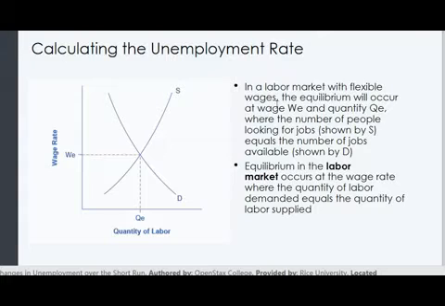So, in the labor market with flexible wages, the equilibrium will occur at wage rate and quantity rate, where the number of people looking for jobs, shown by S, this one, equals the number of jobs available, shown in D. Equilibrium in the labor market occurs at the wage rate where the quantity of labor demanded equals the quantity of labor supplied. Maganda sana kung ganito, no? Nasa equilibrium type. Kumbaga, yung available jobs is nagpanama sa mga nangangailangan ng trabaho. In that case, we can call it equilibrium in the labor market. Equals the labor force. Okay?